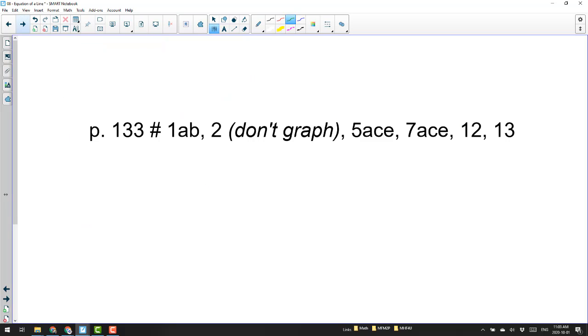So that's where we're going to end this one. Please make sure you try all of these. This is a very important lesson. Page 133 is where you're going to find your homework. For number 2 in the question, it asks you to graph. I don't need you to graph those. Just answer the question without that part. Good luck, and as always, please email me if you have any questions.